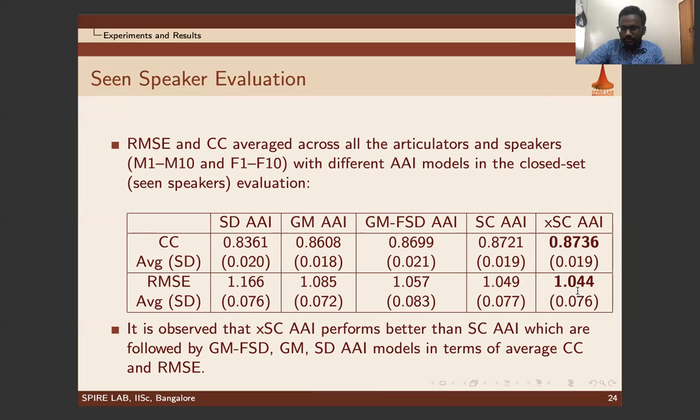First, we observe the results in the seen speaker condition. We compare speaker-dependent AAI, GM AAI, fine-tuned AAI, speaker-conditioned AAI with one-hot representation, and speaker-conditioned AAI with x-vectors. The results of each model are summarized in this table in terms of average correlation coefficient and RMSE. We observe that the x-vector based AAI model performs better than the one-hot based, followed by the GM FT, GM and SD AAI models.